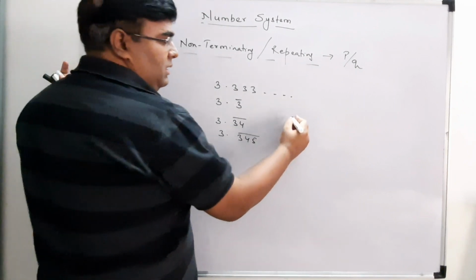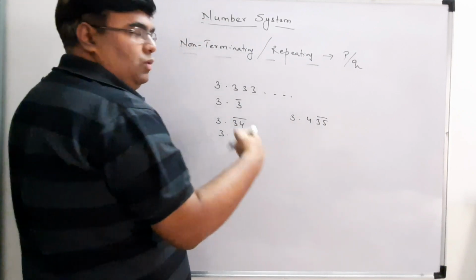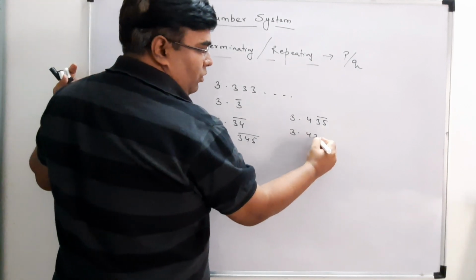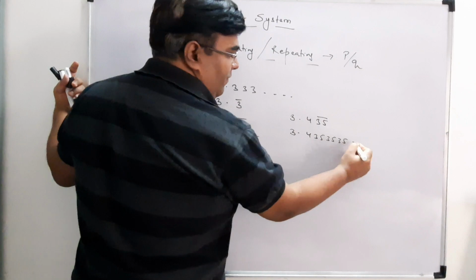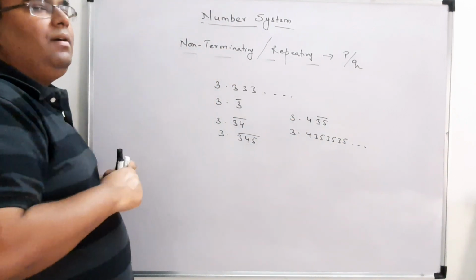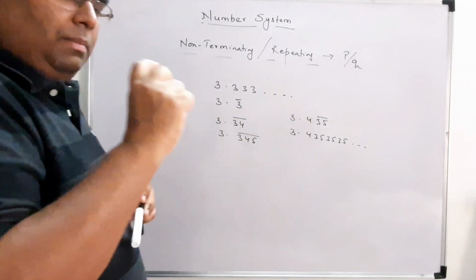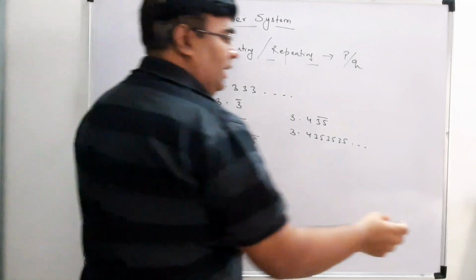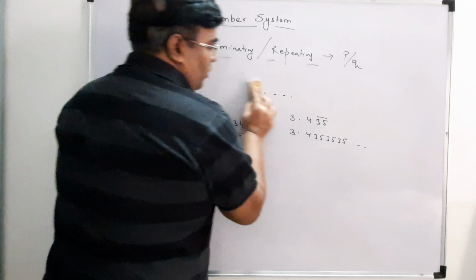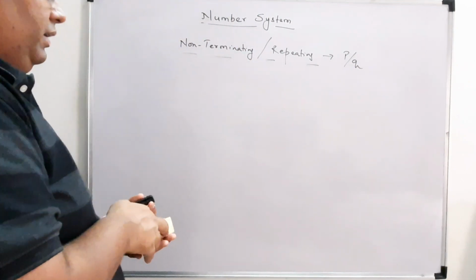It will also be like this, 3.4 35 bar, and in this only these two numbers are getting repeated. What is the meaning of this? 3.435353535, only 35 is getting repeated. So we have put the bar on only 3 and 5, right? We have not put a bar on 4. So the bar basically represents the numbers which are getting repeated. Now let us understand how to convert these numbers into p by q form.